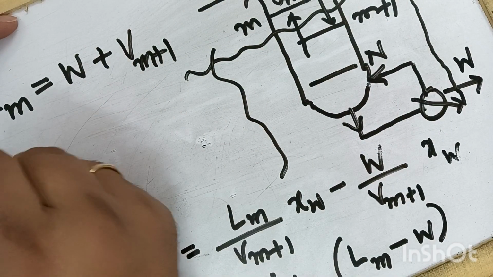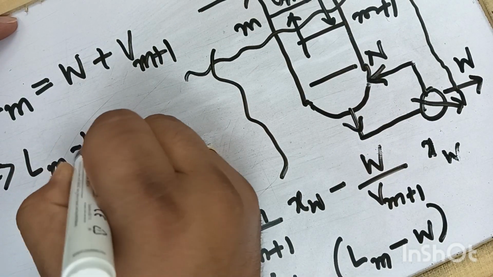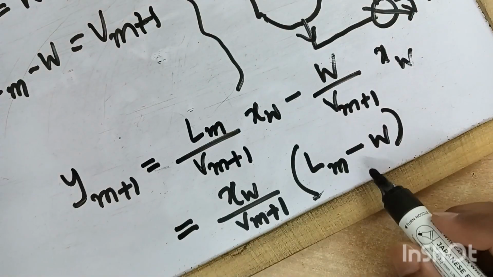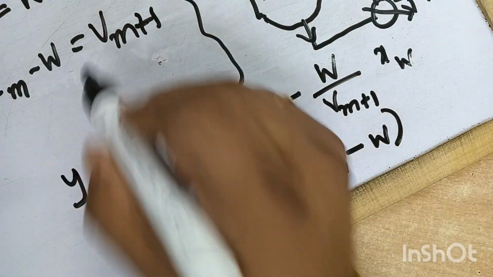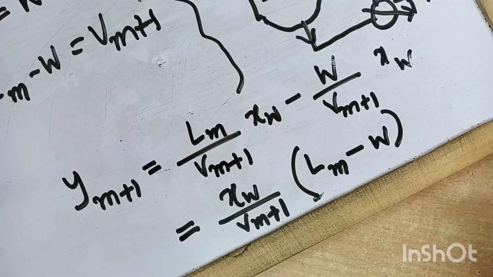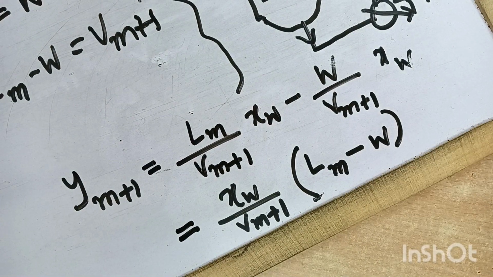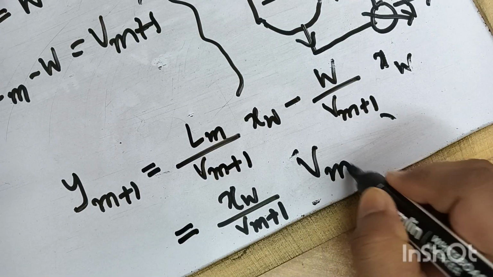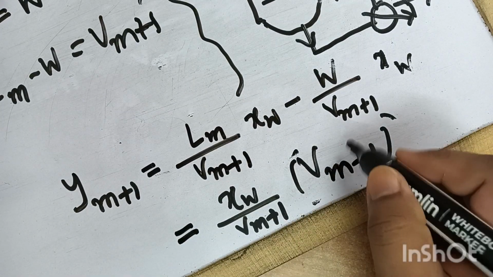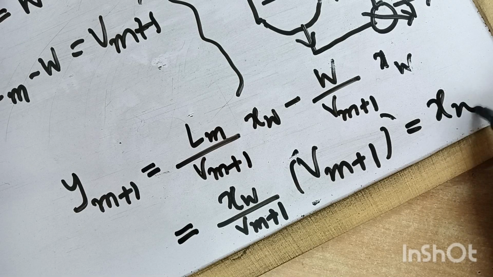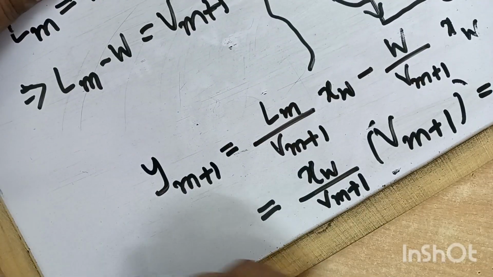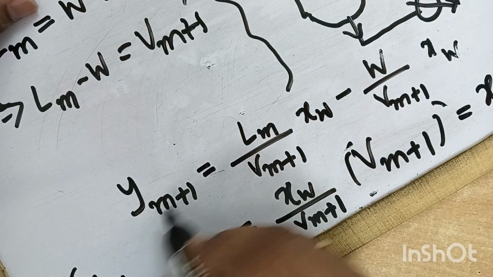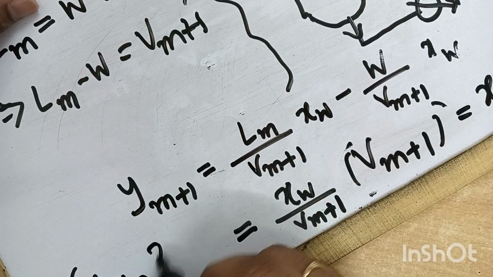So Lm minus W is nothing but Vm plus 1. So if that is so, Lm minus W becomes Vm plus 1, and this Vm plus 1 cancels out. So the value comes xw. So corresponding to xw point on the x-axis, the y-axis value ym plus 1 happens to be xw only.